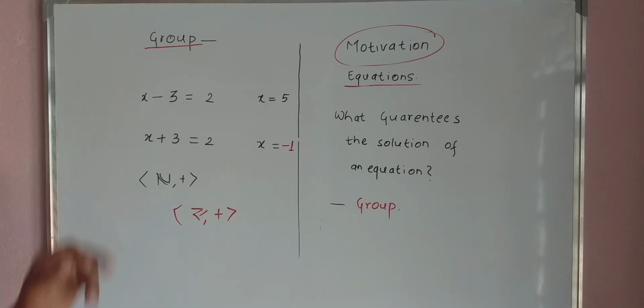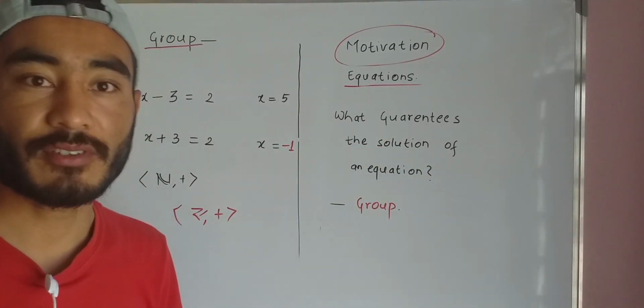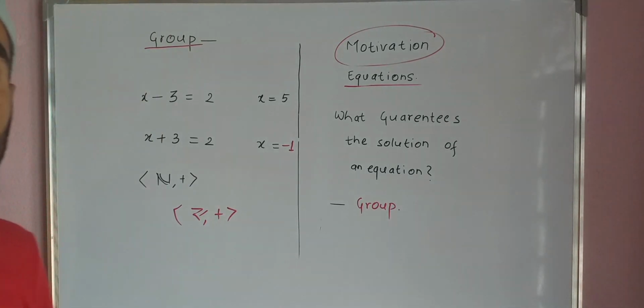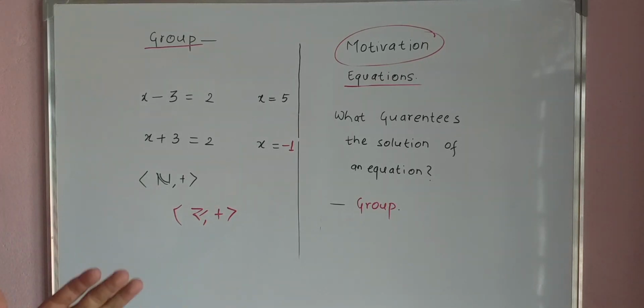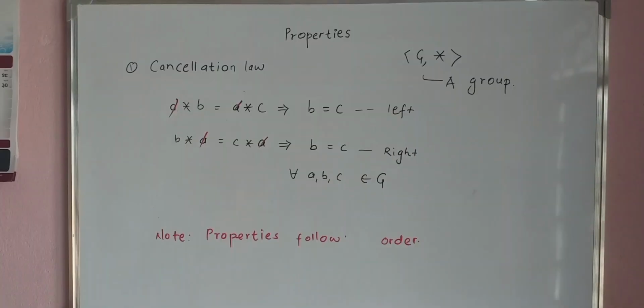So, why does the second equation have no solution in (N, +) but has a solution in (Z, +)? What guarantees the solution of an equation in an algebraic structure? For that, we study the properties of algebraic structure. Thus, the algebraic structure (N, +) is not a group, whereas the algebraic structure (Z, +) is a group. So, any algebraic structure that is a group has a solution of the equations defined on that algebraic structure. And the solution of equations motivated the study of groups.